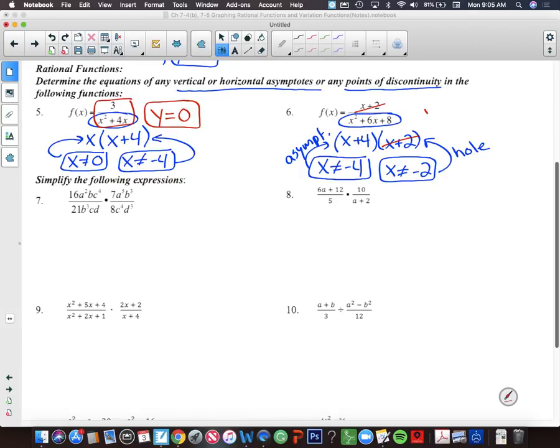And same thing going on over here. We got a y equals 0 asymptote because the top degree is less. Okay? So those are all the asymptotes and holes or points of discontinuity in these graphs.